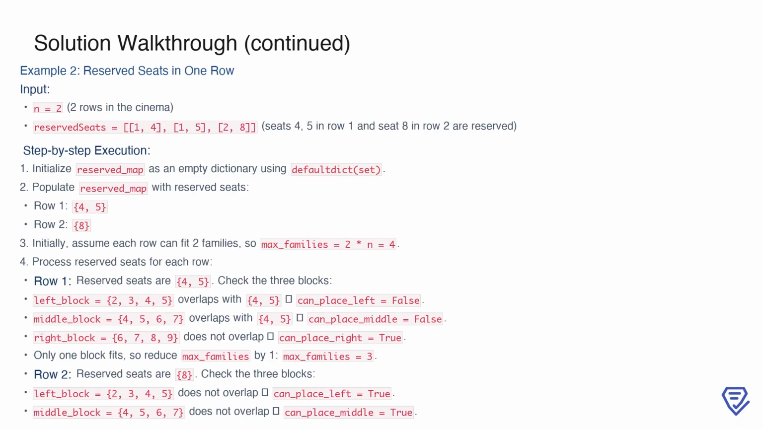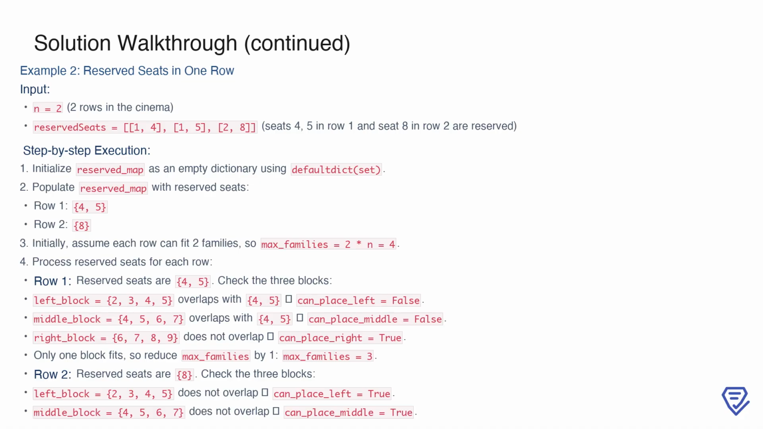Now we consider a case where reserved seats are present in the cinema. Here, there are 2 rows, and the reserved seats are in specific positions, seats 4 and 5 in row 1, and seat 8 in row 2. First, we initialize reserved underscore map and populate it based on the input, resulting in row 1 having reserved seats 4, 5, and row 2 having 8.